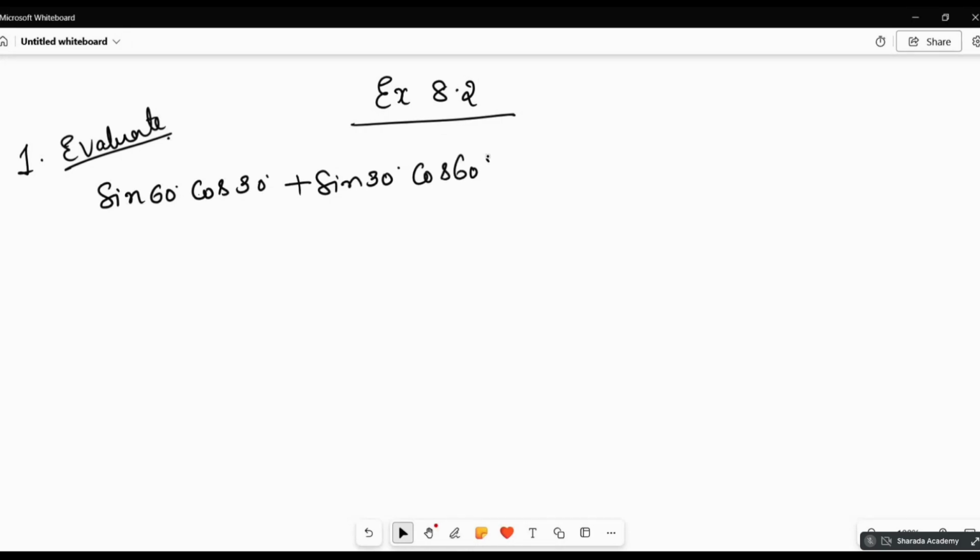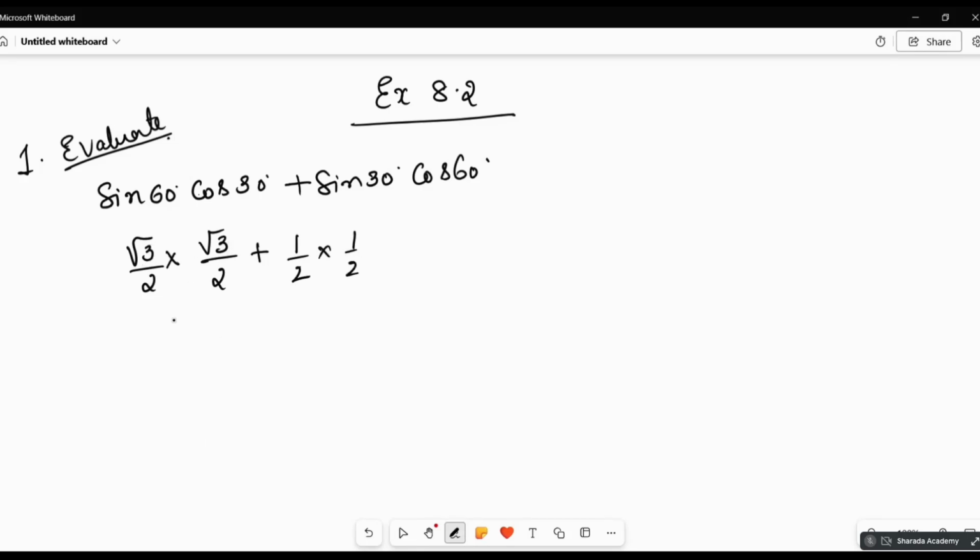Okay. Substitute the values. What is sine 60 equal to? Root 3 by 2. What is cos 30? Root 3 by 2. Then sine 30 is 1 by 2, then cos 60 is 1 by 2. Substitute the values and simplify.